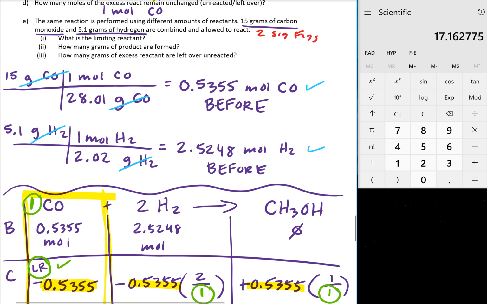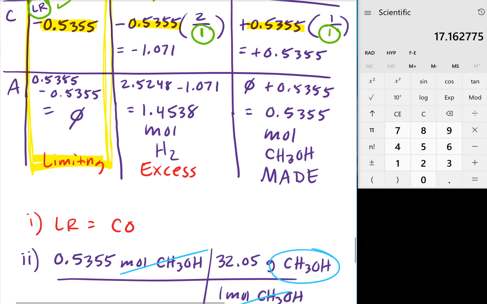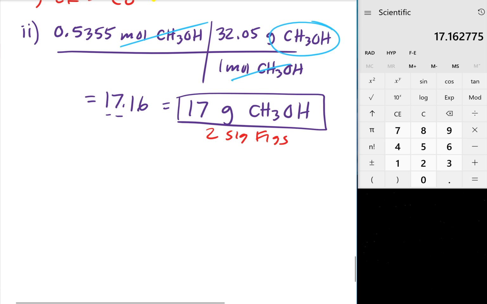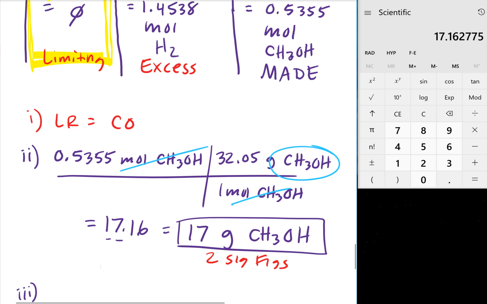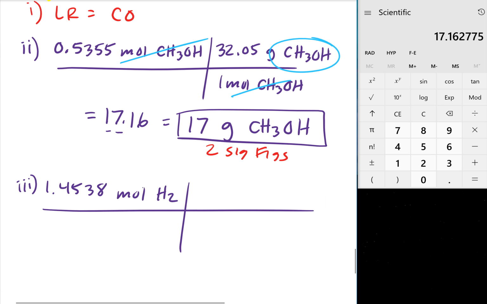Part 3, how many grams of excess reactant are left over unreacted? So you go to your excess reactant column. For us, this is hydrogen. Hydrogen is in excess of 1.4538 moles. That means 1.4538 moles of hydrogen did not react. So part 3 here. That's how much extra we have. And we're going to convert this into grams using its molar mass.